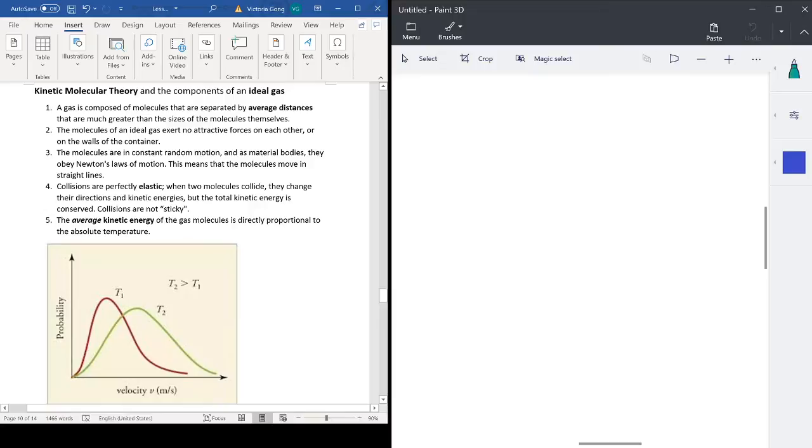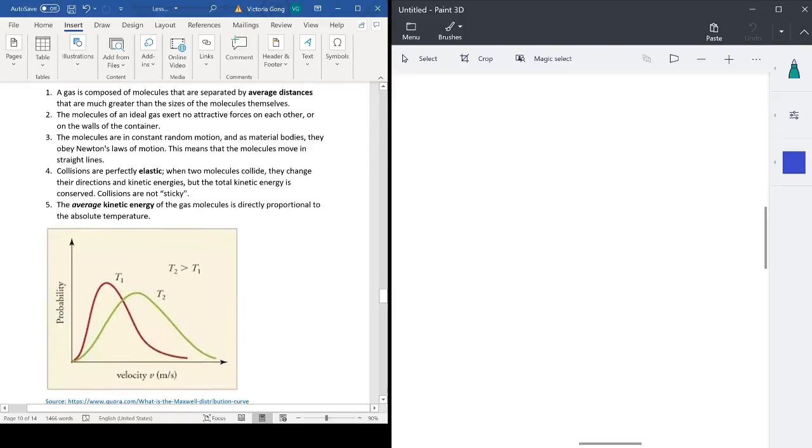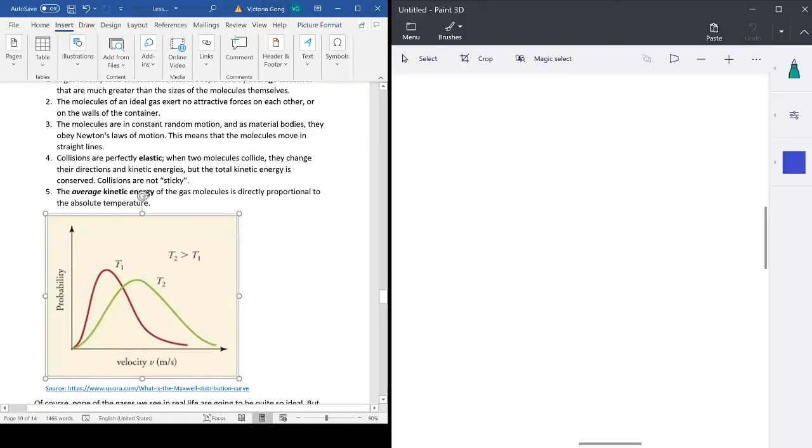The fact that it's talking about the average kinetic energy is pretty important, because actually, this might be a bit too advanced for right now, but it's called a Maxwell distribution, made by the same person who came up with the kinetic molecular theory, and it talks about the distribution of speeds of molecules in a gas. Basically, you can ignore the T1, T2 for now, and just look at the curve.